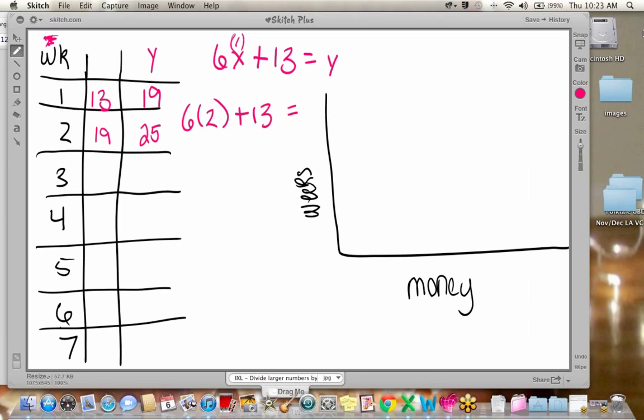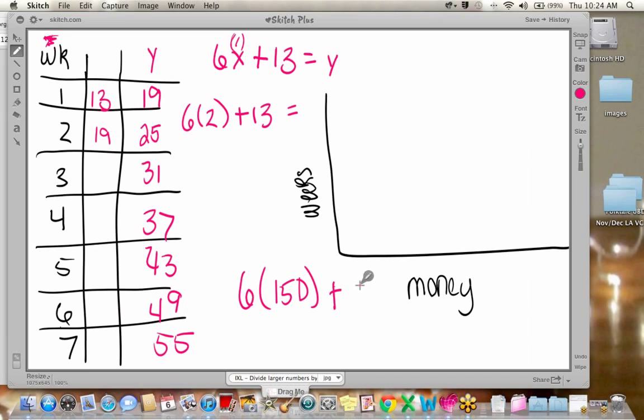Perfect. So you can do all kinds of things. You could just keep adding $6 each time, and it's actually pretty simple to do it that way. But it asked you for an equation, so that's where that 6x plus 13 comes from. Because guess what, guys? I can figure out any week with this equation. I can figure out how much money she would have in week number 150 if she saved for 150 weeks. And it would still work. That's why you had to find an actual equation.